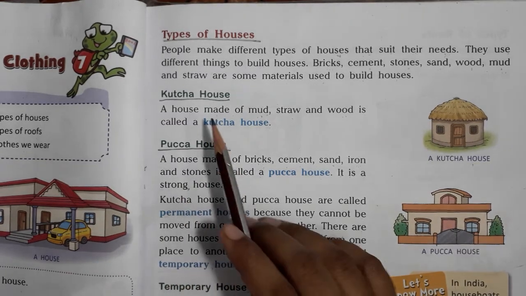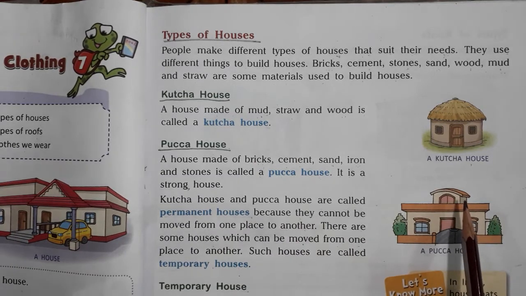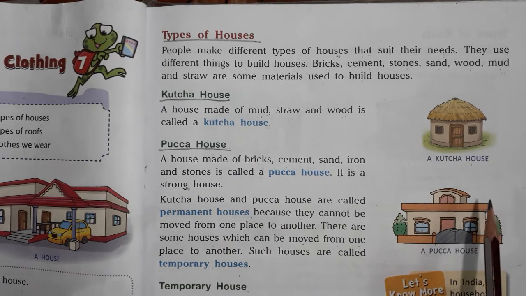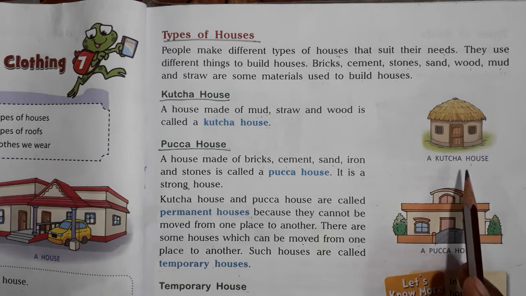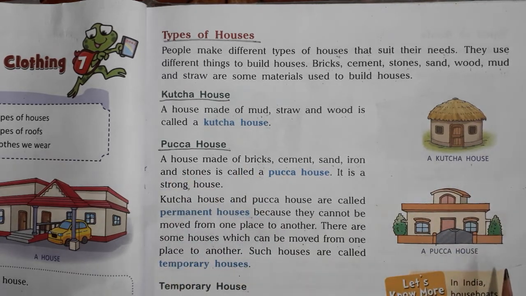Then we learnt about kacha house. What are kacha houses? A house made up of mud, straw, wood is called a kacha house. This is a diagram of a kacha house. Then we learnt about pakka house, a house that is made up of bricks, stones, sand, iron rods is called a pakka house. It is a stronger house than a kacha house. So this is a diagram of a pakka house. So all these things we learnt. Now today we will proceed further.